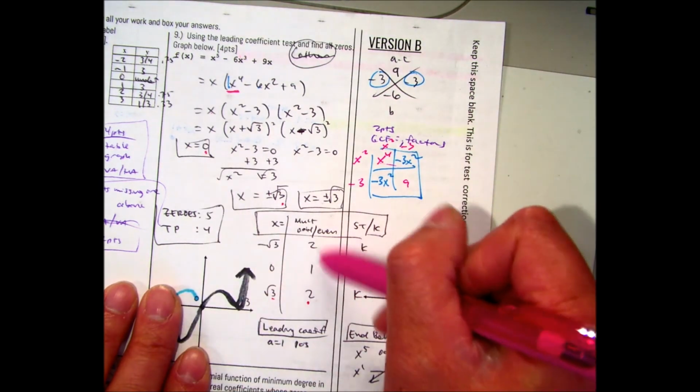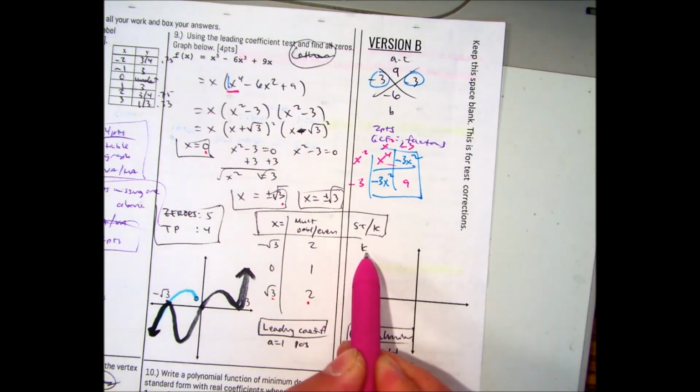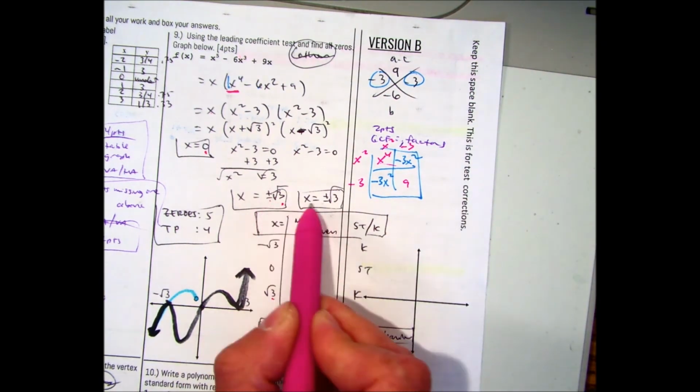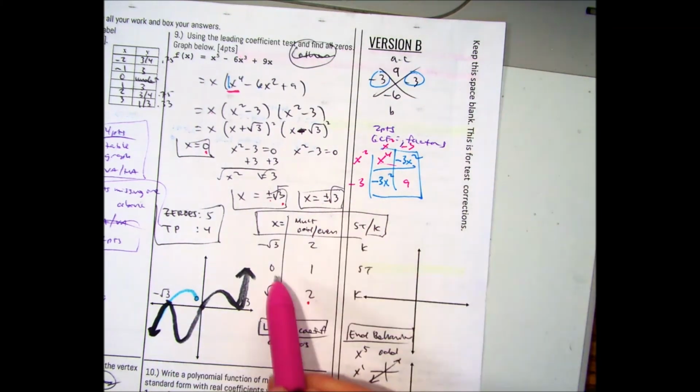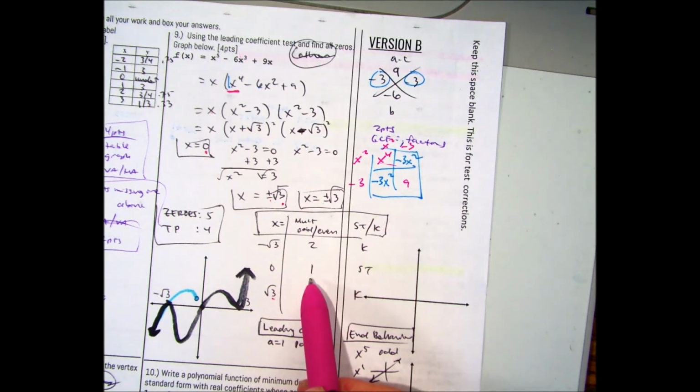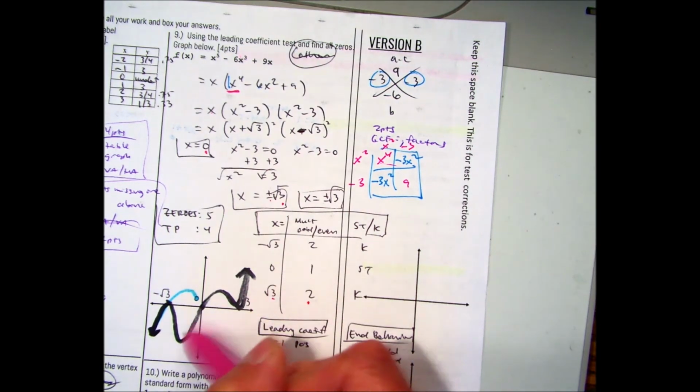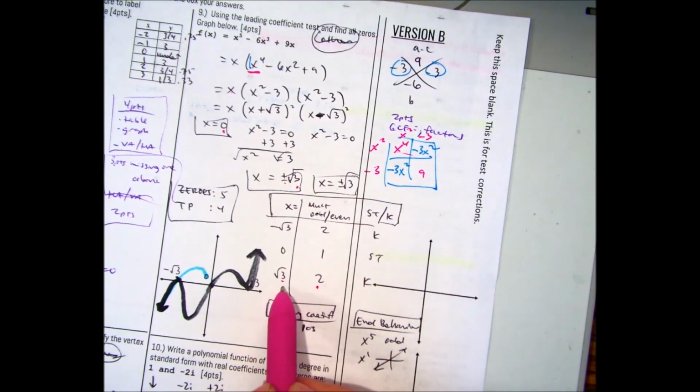So those multiplicities there tell me what's going to happen to the graph. So there's 2 negative radical 3's. That's a kiss. And at 0, it's an odd. So that means it's going to shoot through. And then at positive radical 3, it's also a kiss.